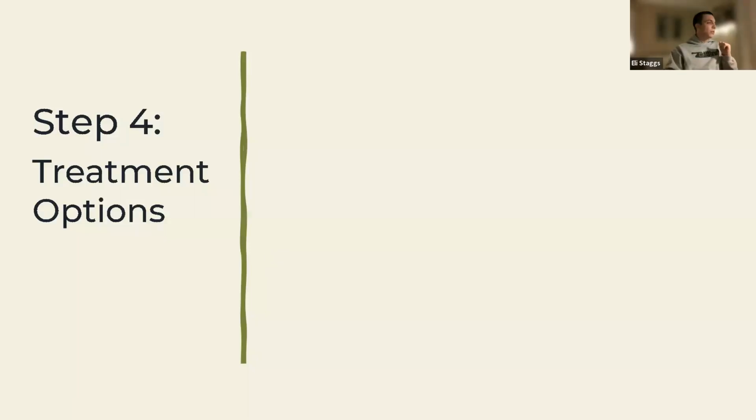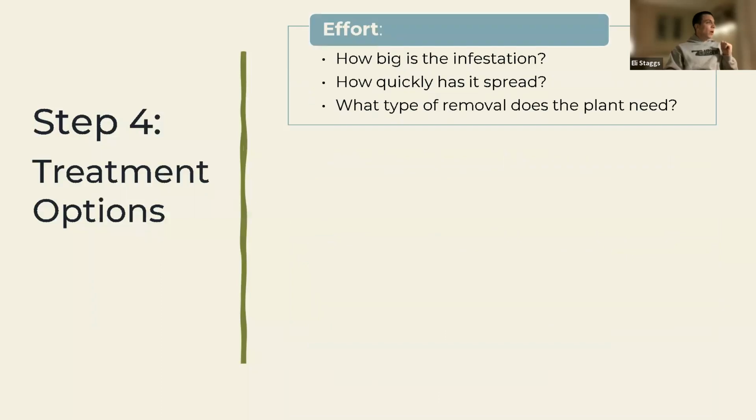When we're thinking about the effort of treatment, we need to know how big this infestation is. This might decide, okay, can I hand pull all of these? Or am I going to need to till, or am I going to need to mow? How quickly has this infestation spread? Do I need to get on this right now and put a lot of effort in? And what type of removal does this plant need?